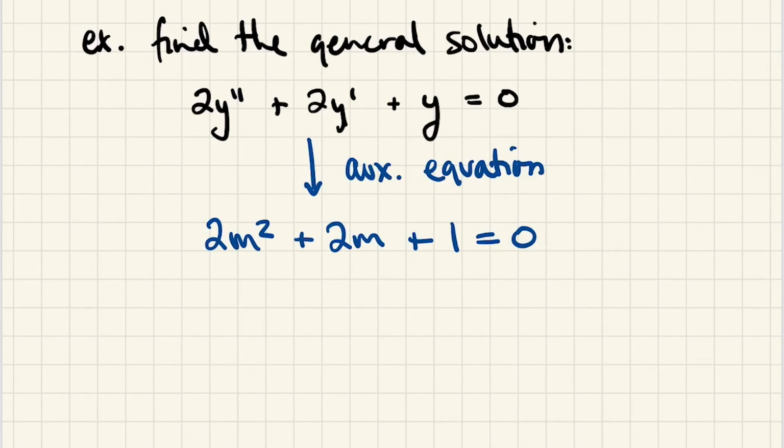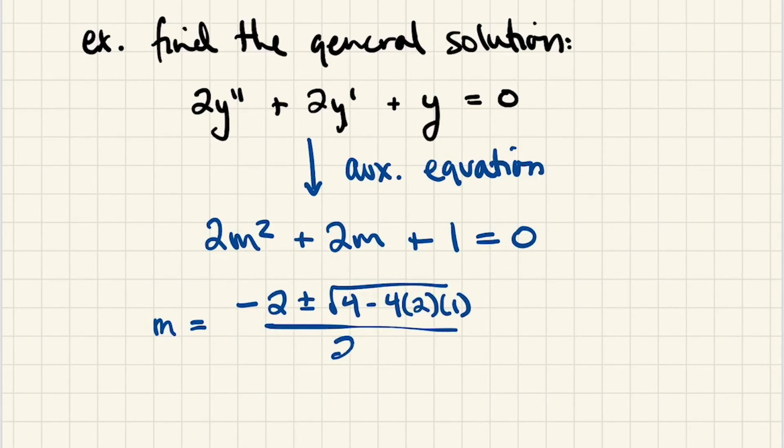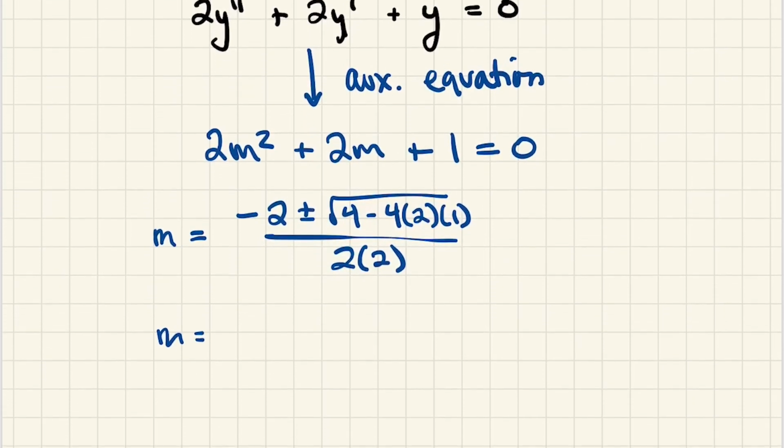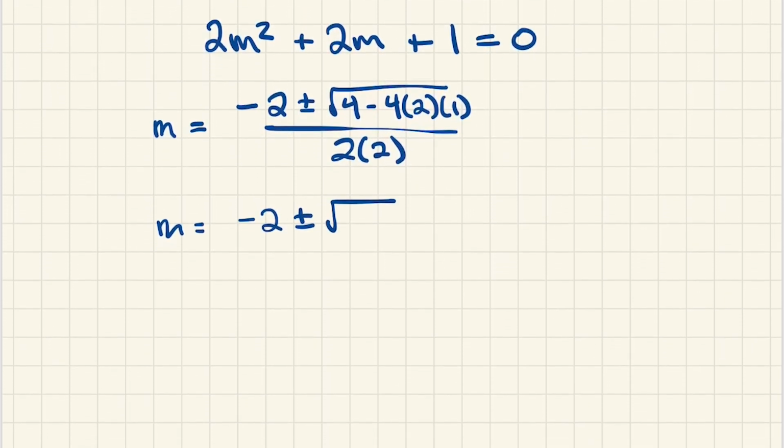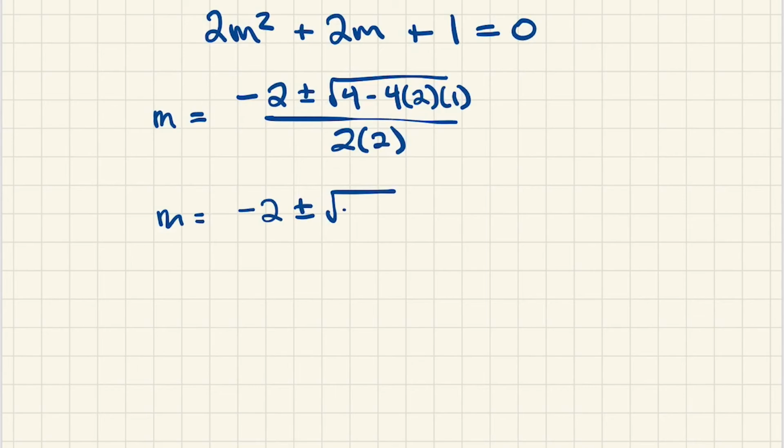Okay, doesn't look like this one's going to factor very easily. So let's just use the quadratic equation. We're going to get m is equal to... so 4 minus 8 is negative 4. This is all over 4.